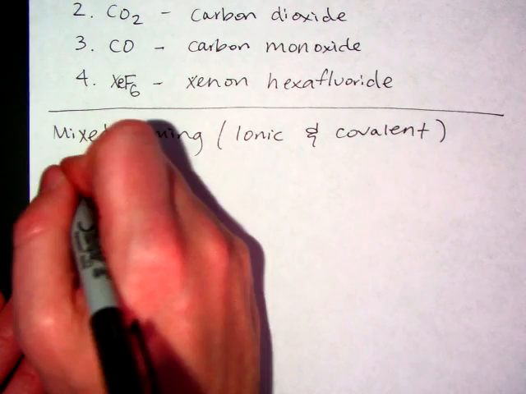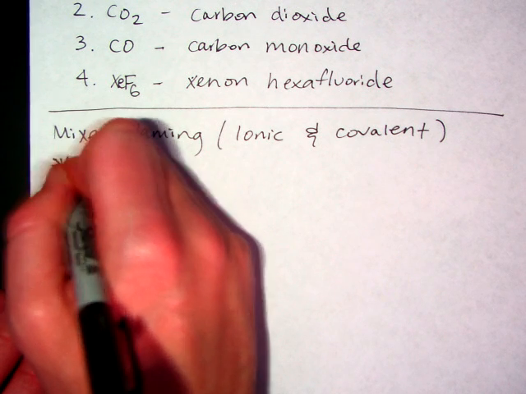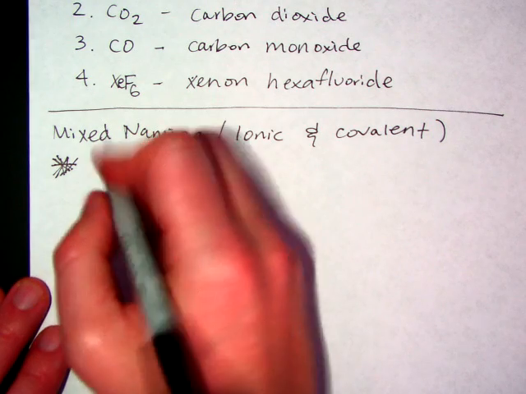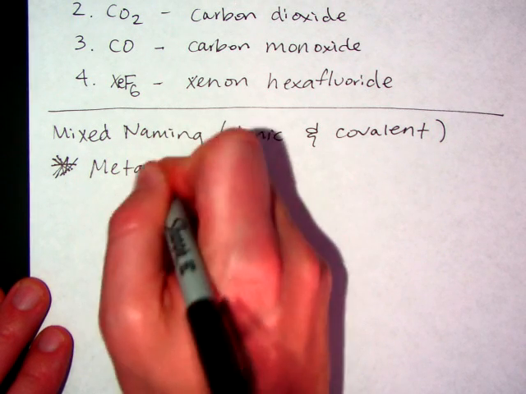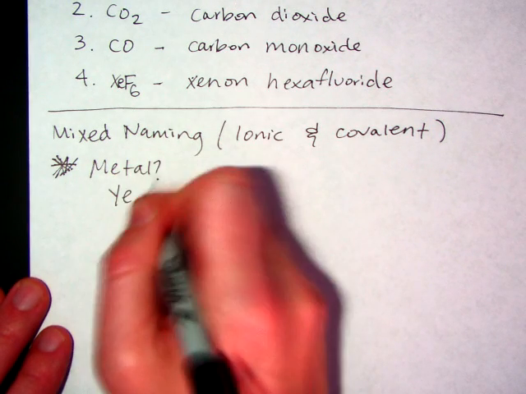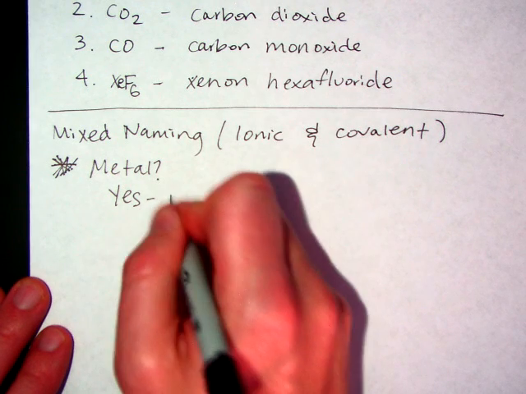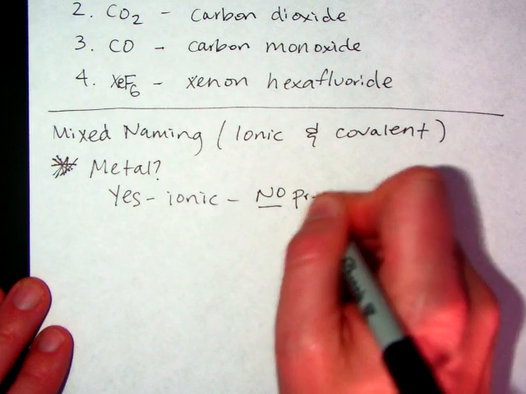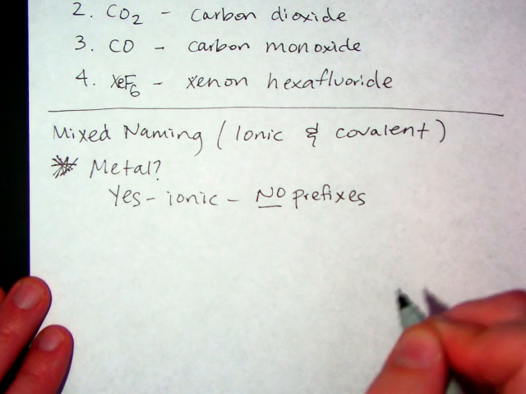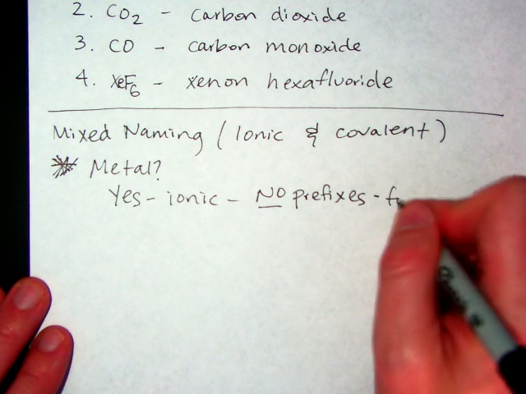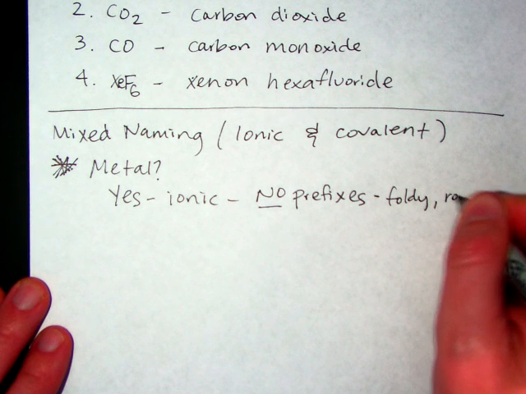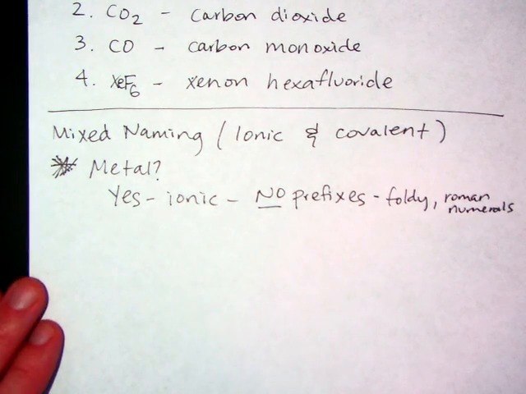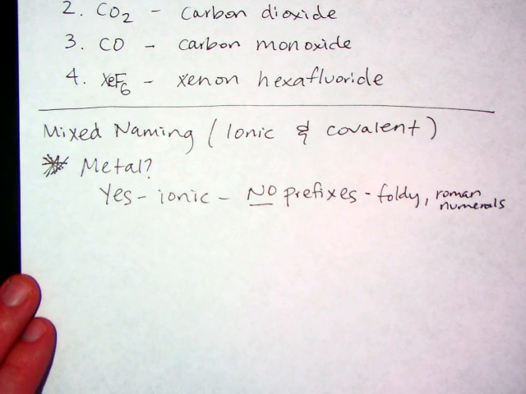Here's how you know. There's really one simple thing that you should remember to do for naming ionic and covalent, and that's the first thing you should do is always look for a metal. If there is a metal, if the answer to the question, is there a metal, is a yes, that's an ionic compound, and there are no prefixes. This is where you would use foldy, or possibly Roman numerals, but not always. Basically what we've been doing for the last week and a half. Only if there's a metal.